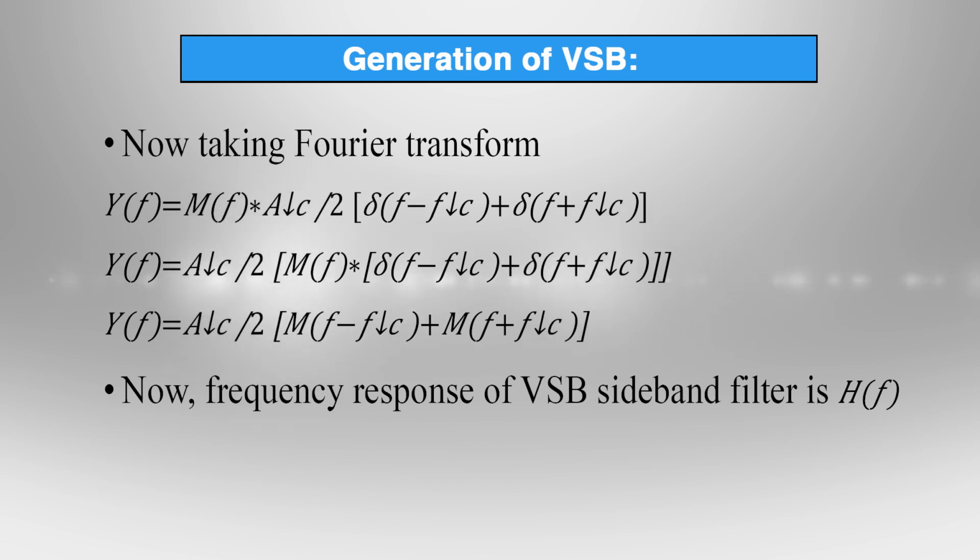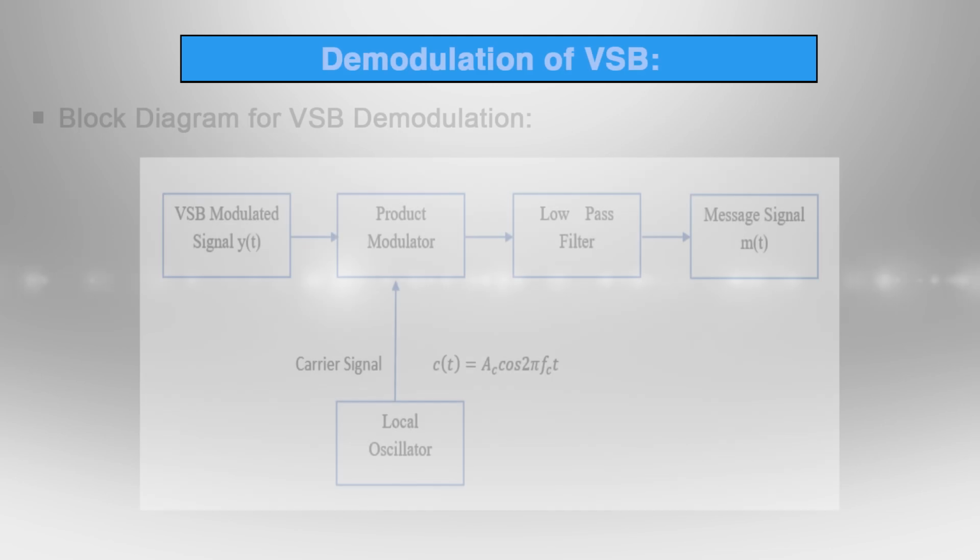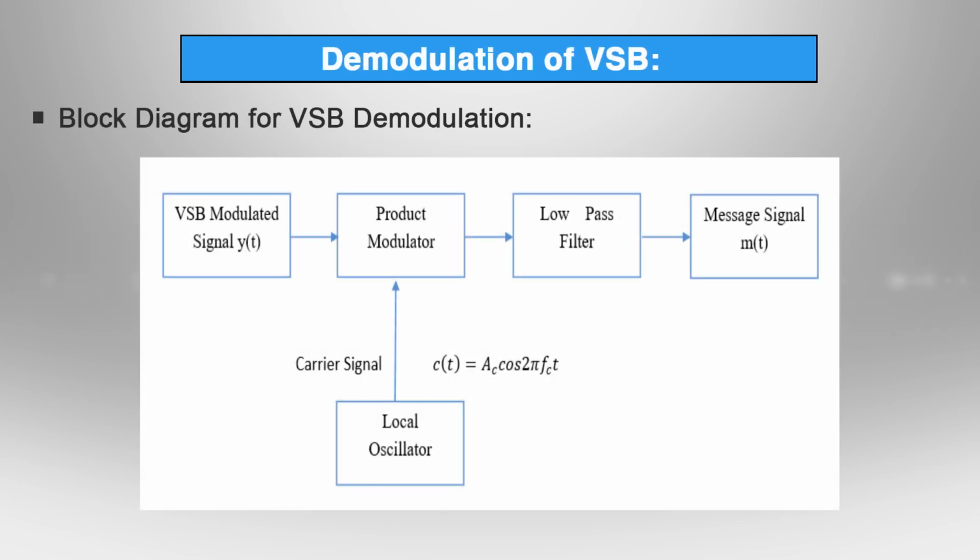Now, the frequency response of the VSB sideband filter is H(f). This signal is passed through the filter having frequency response H(f), then the output of the VSB sideband filter will be Y'(f), equal to Ac/2 times [M(f − fc) + M(f + fc)], whole multiplied by H(f), where H(f) is the frequency response of the filter used. Now, next is demodulation of VSB.